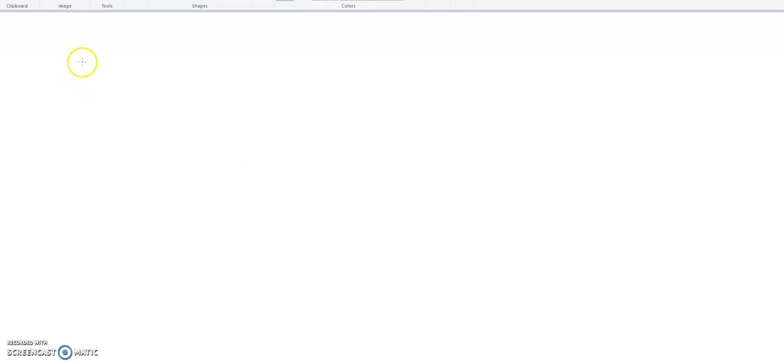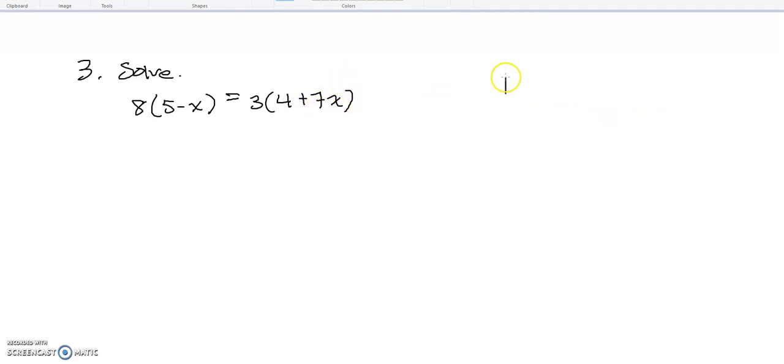The next one involves solving linear equations as well. And we have the distributive law being involved here. So we have 8 times the quantity 5 minus x, and that is equal to 3 times the quantity 4 plus 7x. Once we distribute, we'll end up with a problem similar to the previous one. So let's just remember the distributive rule.